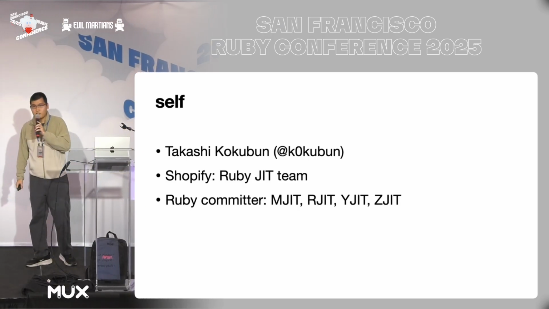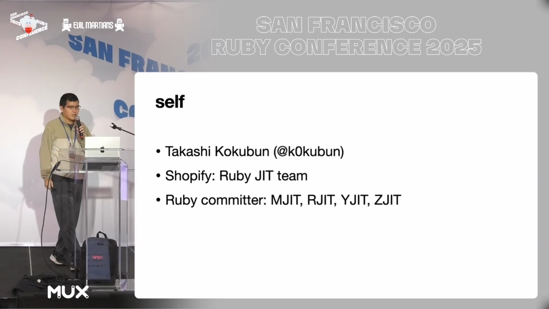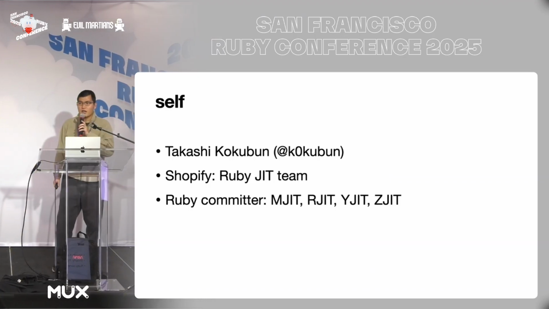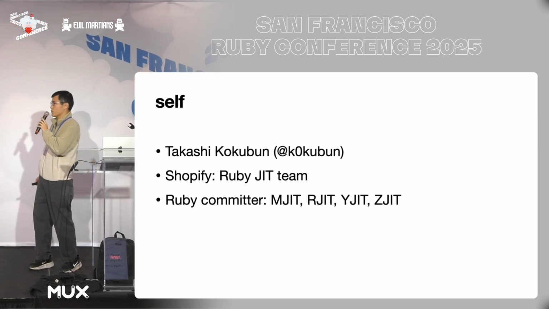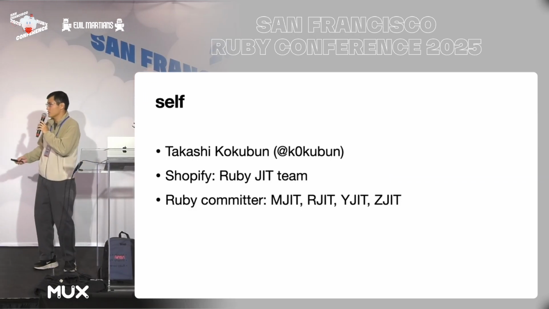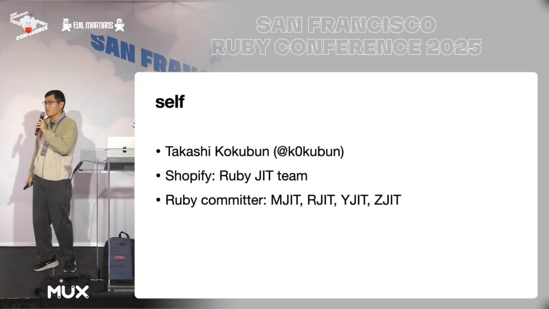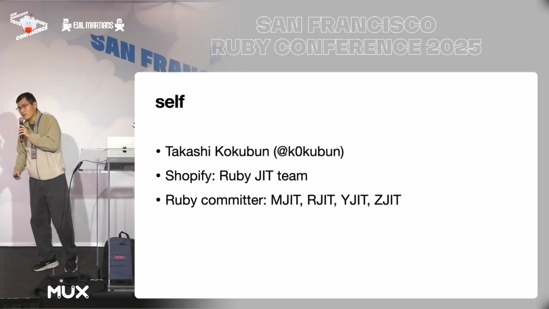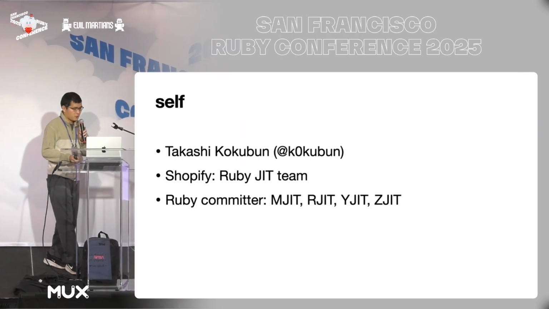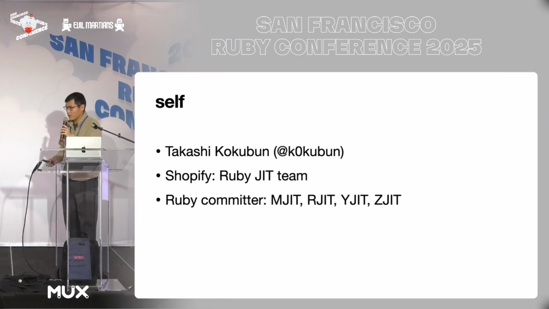I'm on the Ruby JIT team at Shopify for like 3 years now. And I've also been a Ruby committer for 8 years, working mostly on Ruby JITs. There have been 4 different Ruby JITs merged to CRuby. They are MJIT, RJIT, YJIT, ZJIT, and I've contributed to all of them. So yeah, I've worked on a lot of Ruby JIT stuff.